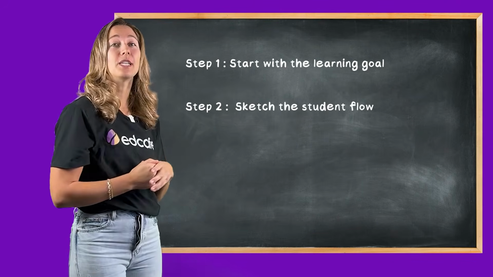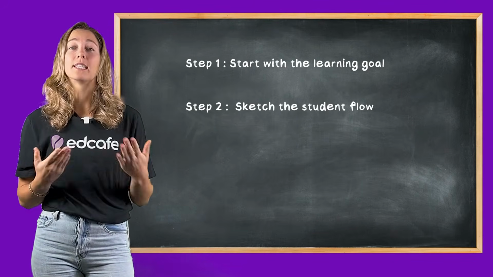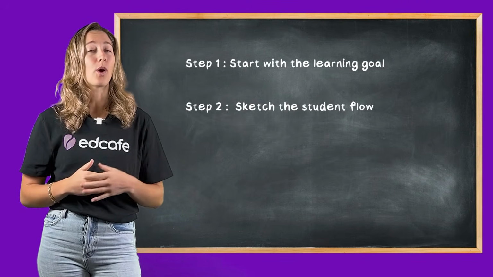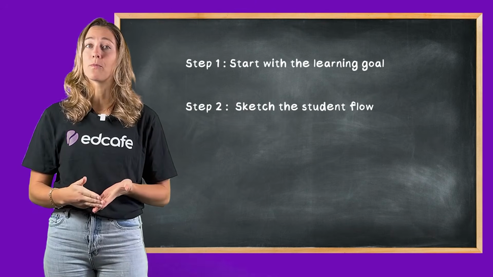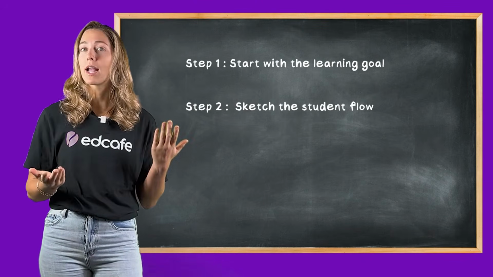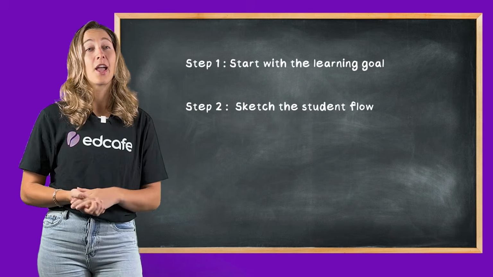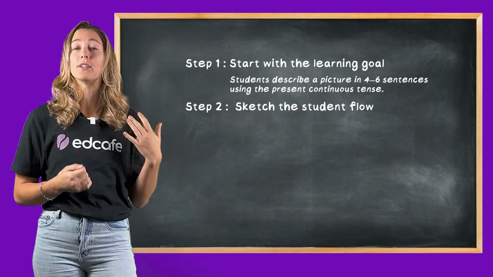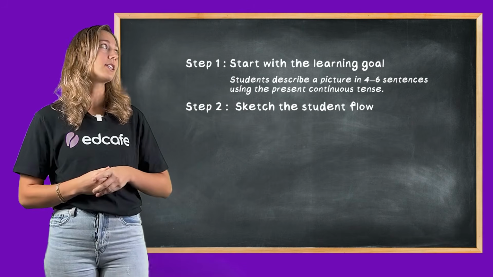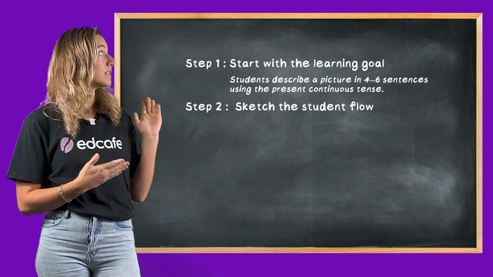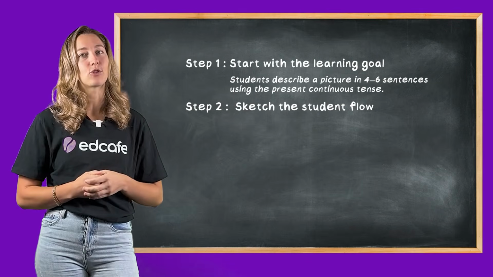Step two is going to be to sketch your student flow. Decide what is going to happen and how you want your students to interact with this chatbot. Then further break it down. What is the chatbot checking? What kind of feedback are they giving students? For our example, our learning goal will be students describe a picture in 4 to 6 sentences using the present continuous tense. See how this is super clear and gives exact instructions.